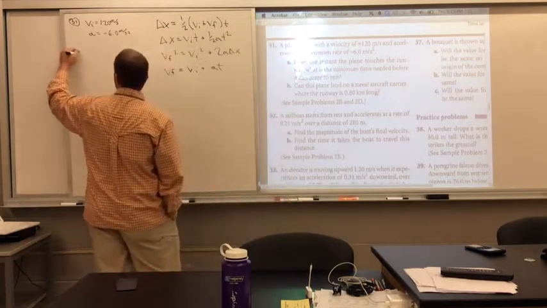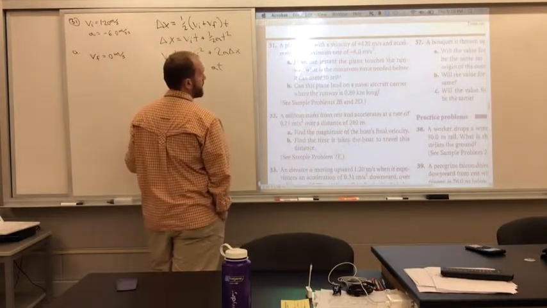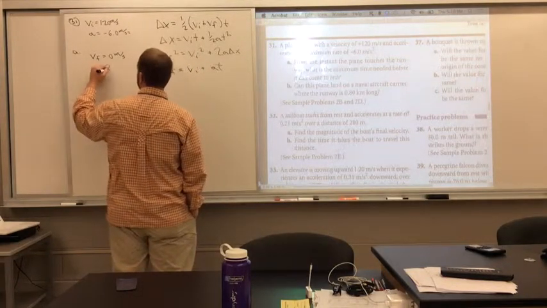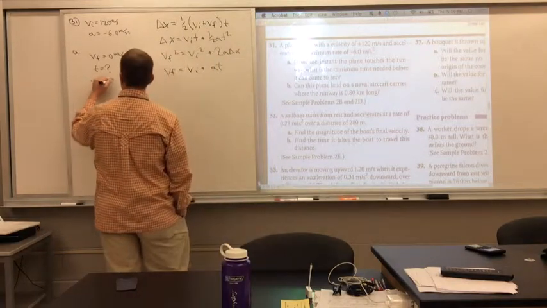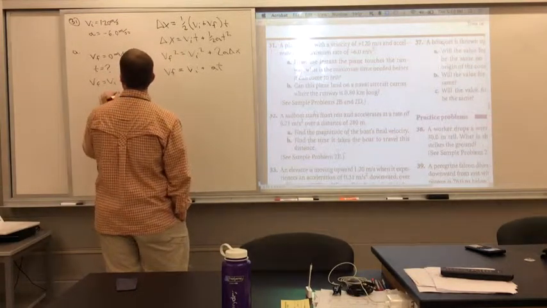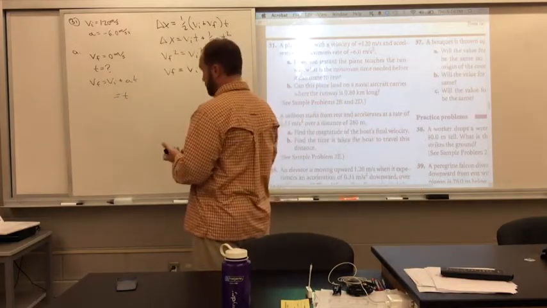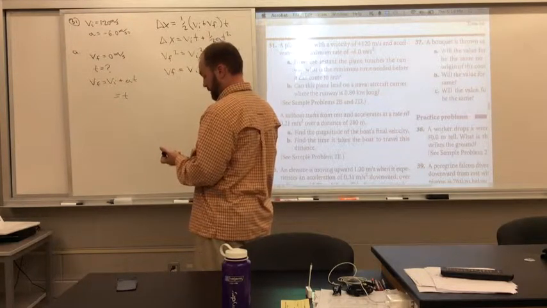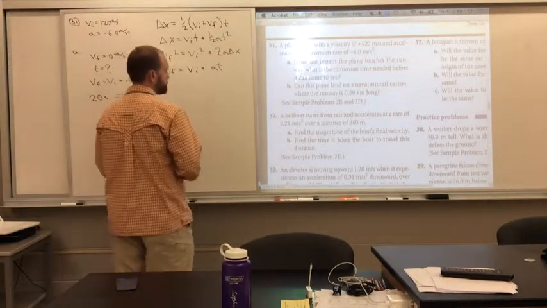So for A, we're saying, all right, our vf is going to be 0, right? And how much time is that going to take? Easy one, right? Use this bottom equation. vf equals vi plus acceleration times time. You plug your numbers in. You get negative 120 divided by negative 6.0. You get 20. It takes 20 seconds for this thing to stop.